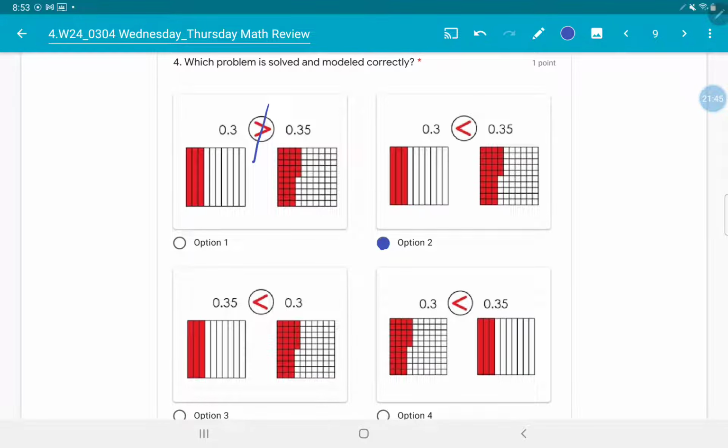Bigger. The tenths are bigger, aren't they? Yeah, it's like fractions. If I take it and split it into 10 pieces, those pieces are going to be larger than if I take the same amount and split it into 100 pieces. Okay? That was a very good question. Thank you for asking.